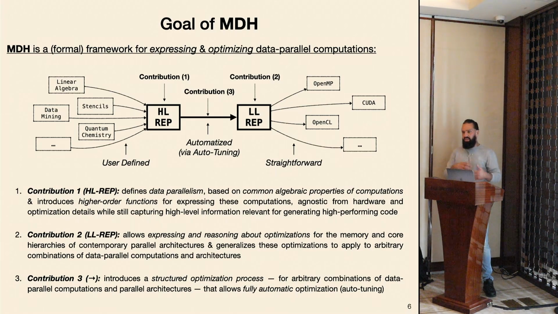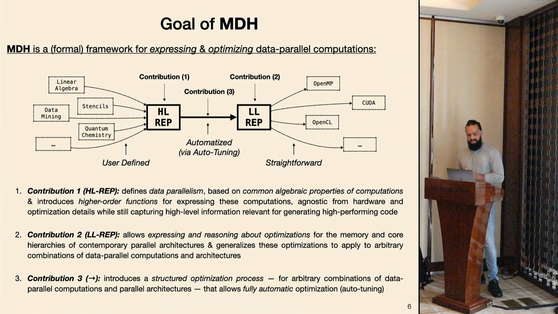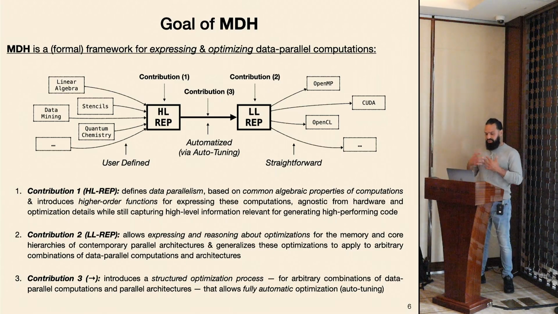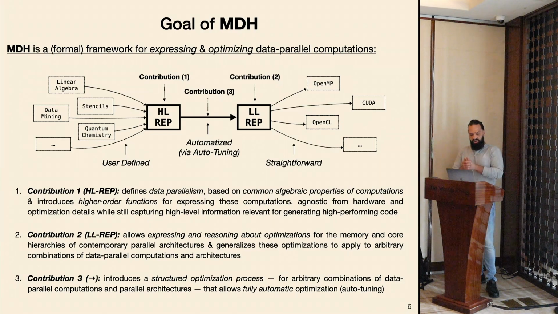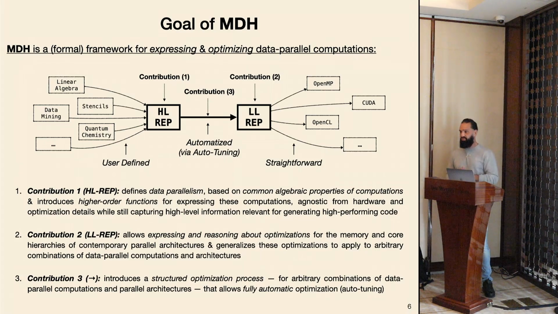like applying a function independently to data. Then we have a lot of examples that are considered data parallel, like matrix multiplications and convolutions, but there was never really a formal definition. So the first thing that we tried is to really clarify what we understand as data parallelism in a formal way. And maybe more interesting for today, based on the common algebraic properties of these computations, we have defined higher-order functions for conveniently and uniformly expressing these computations, fully agnostic of hardware and optimization details, while we still capture in the representation all the information that is relevant for eventually generating high-performing code, for example in CUDA for GPUs or OpenMP for CPUs, and so on.